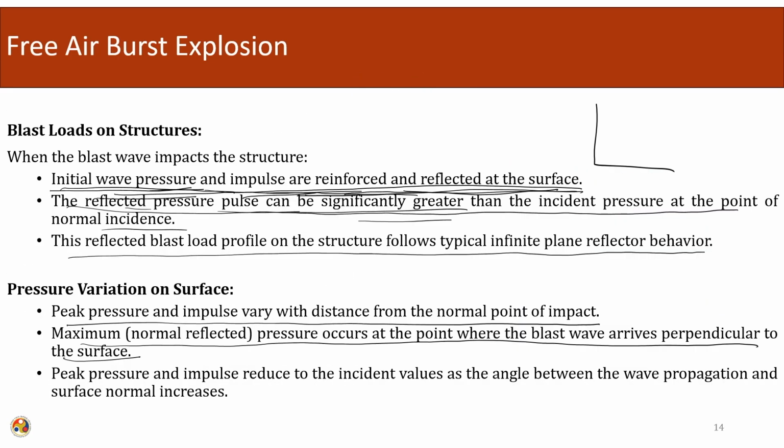So, the blast wave pressure and impulses are reinforced and reflected at the surface. The reflected pressure can be significantly greater than the incident pressure at the point of normal incidence. This reflected blast load profile on the structure follows typical infinite plane reflective behavior. Pressure variation on surface: the peak pressure and impulse vary with distance from the normal point of impact.